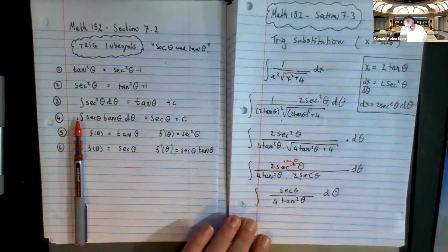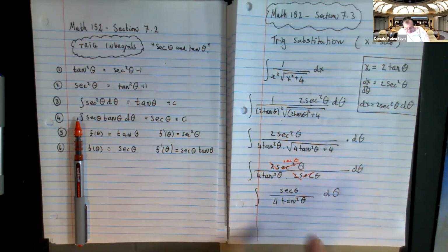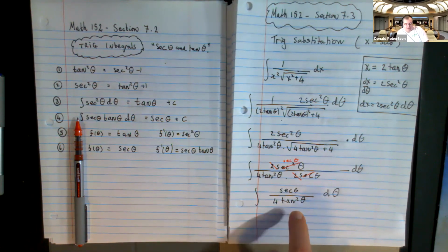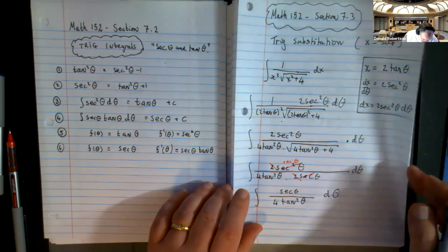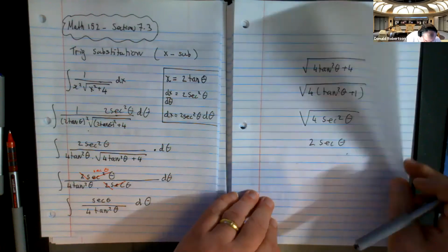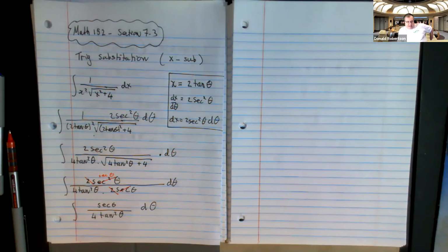Now, what you get left with is quite random. All sorts of weird combinations happen, right? This is what happened in this particular question. I have a secant theta on the top and 4 tan square theta on the bottom. And we have to figure out how we're going to deal with integrating that. Any suggestions for what to do here? I'll tell you right now, a U sub won't work right now.